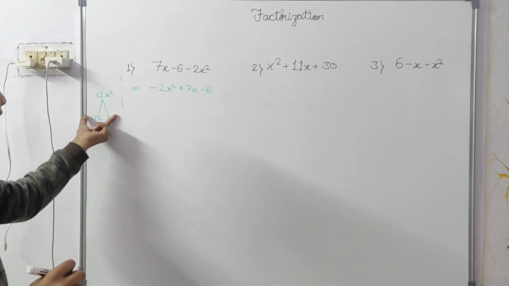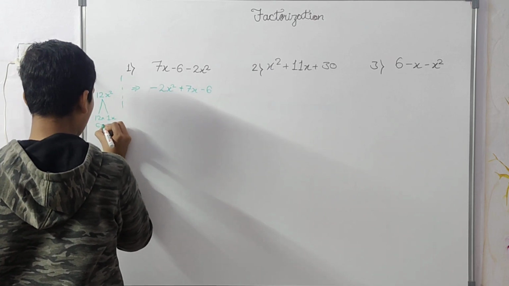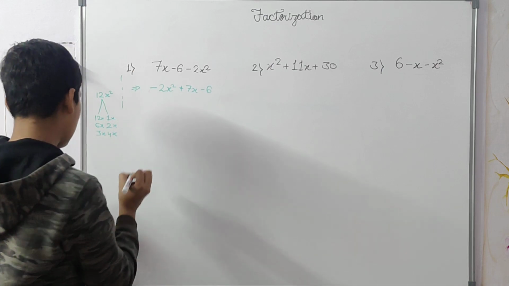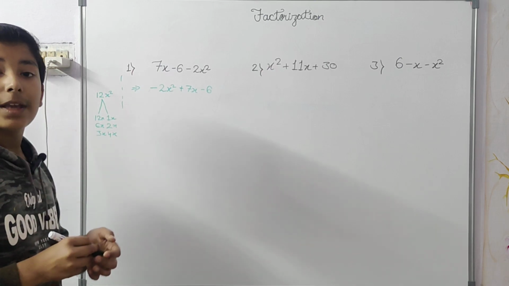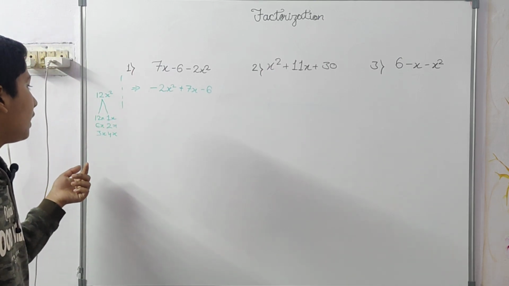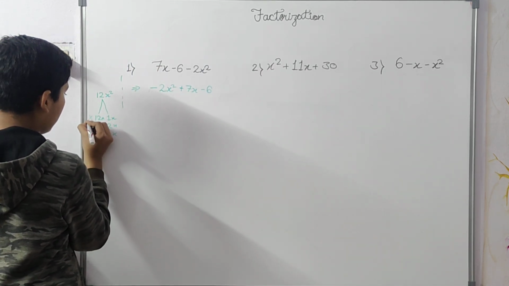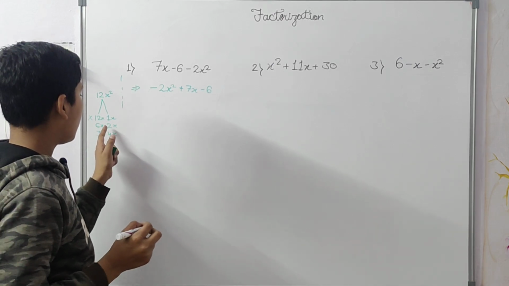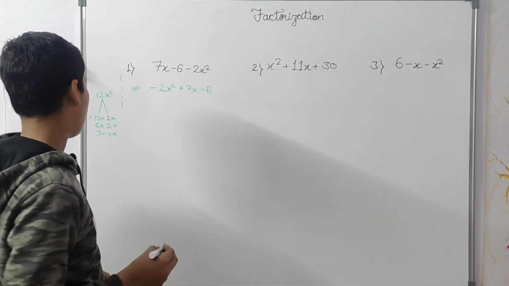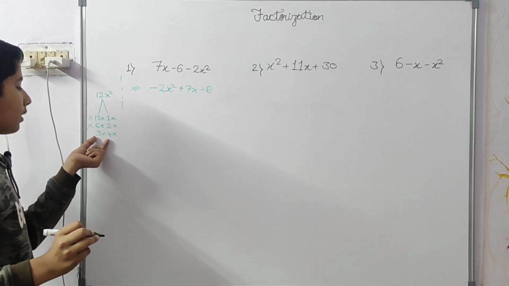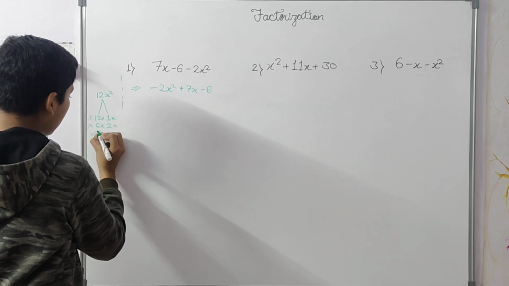So if you see, multiply 12x into 1x. If you multiply these both, it will be 12x square. But if you add both of these, it will be 13x, which is not equal to 7x. So this will be wrong. If you see this one, 6x into 2x, it will be 12x square. 6x plus 2x is 8x, but not 7x. This is also wrong. If you see this, 3x into 4x is 12x square. 3x plus 4x is 7x. So this is our correct one.